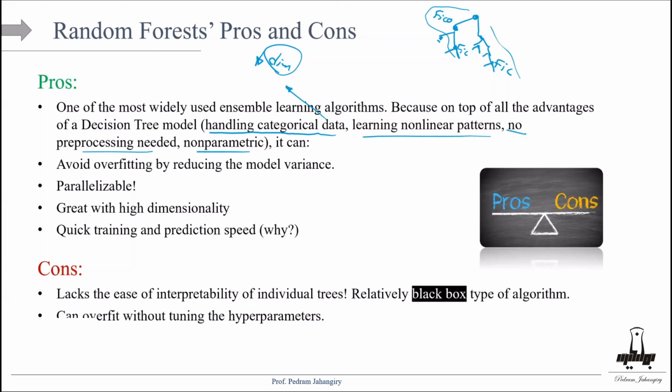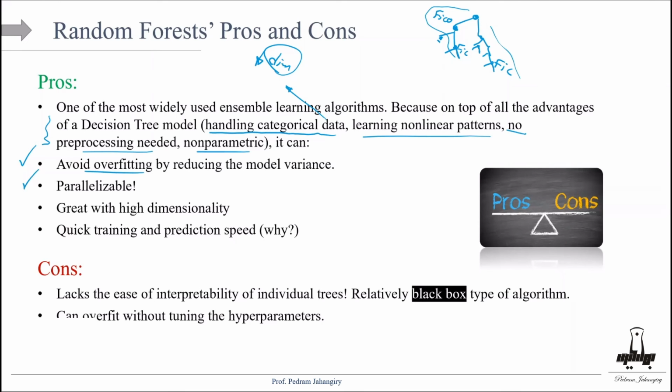So random forest, on top of all these good advantages of decision trees, can avoid overfitting by reducing the model variance. So this is a big deal, right? And one of the caveats of decision trees was that if you didn't prune them back, they would overfit, and the accuracy of the model was poor in the test set. Random forest can avoid that.